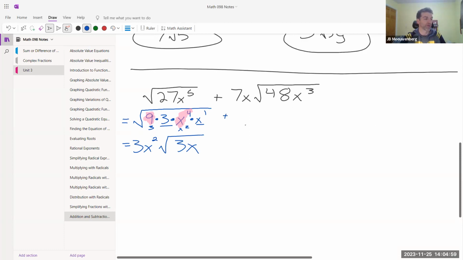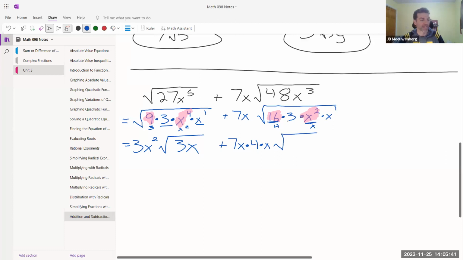I'm going to move on to this one. Plus, we know we have 7x still out here. 7x times, we're going to bring something out with it, so let's figure out what that is. 48. Did you come up with that this is 16 times 3, times x squared times x to the 1st? That's the biggest possible multiple of 2. So again, our perfect squares are 16 and x squared. We have our 7x out here. Now we're going to multiply that by 4 from here. And the square root of this is x, so also another x.